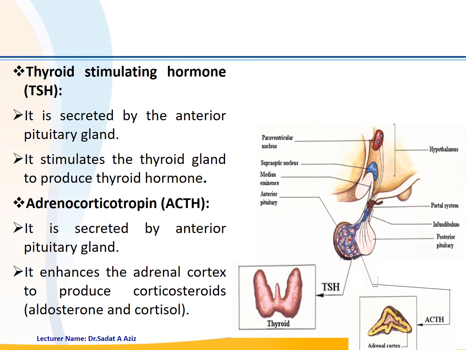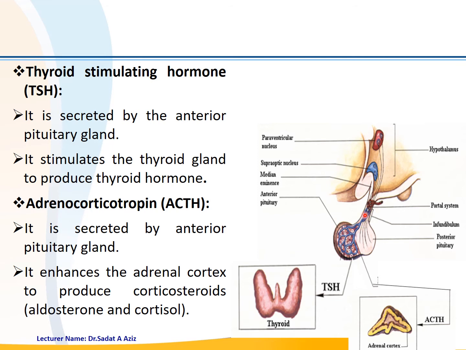The second hormone, which is secreted by the anterior part of the pituitary gland, is called thyroid stimulating hormone. So the thyroid stimulating hormone is secreted by the anterior pituitary gland. It stimulates the thyroid gland to produce what? To produce thyroid hormone. So the hormone is released from where?